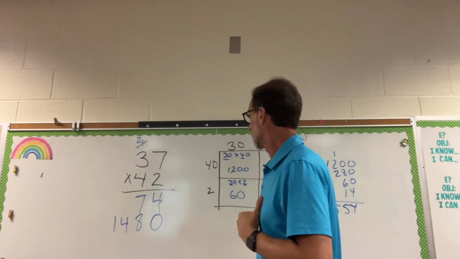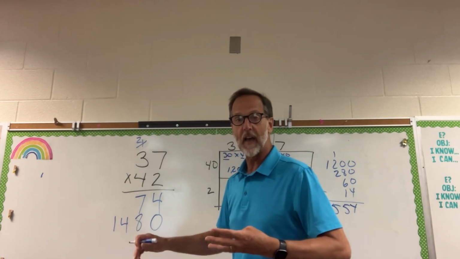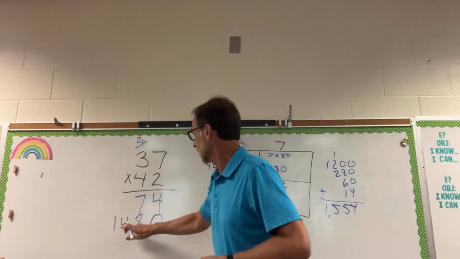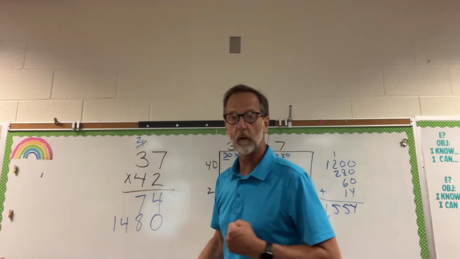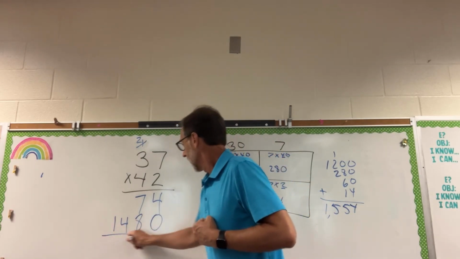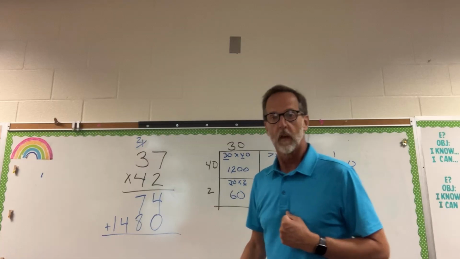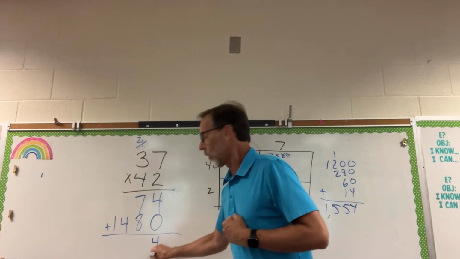Okay? So now we're going to go ahead. I've got 74 when I multiplied times 2. I have 1,480 when I multiplied times the 40. The last step, I just have to add these two numbers together. Okay? 4 and 0 is 4.